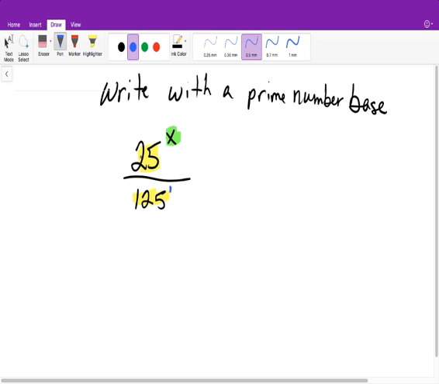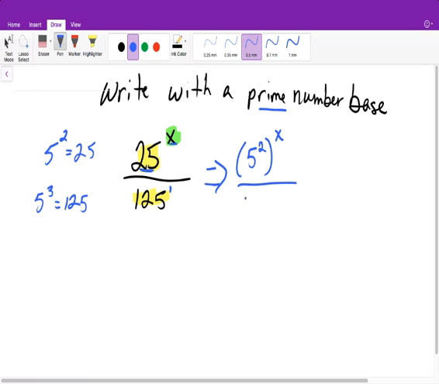So we're looking, can we rewrite 25 and 125 as a prime number raised to a power? Well, we know that 5 squared is equal to 25, and we know that 5 cubed is equal to 125. So I'm going to go ahead and substitute 5 squared in for my 25, so it gives me 5 squared. But remember, this 25 was being raised to the x power, so you cannot forget about that. A lot of you were in class. 125 is equal to 5 to the third power.